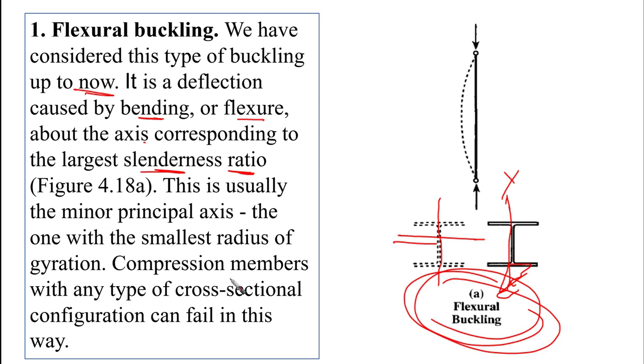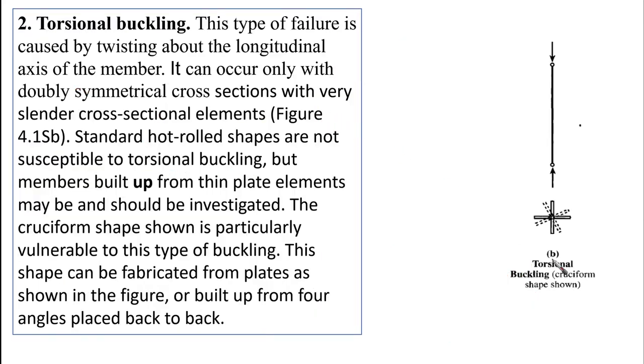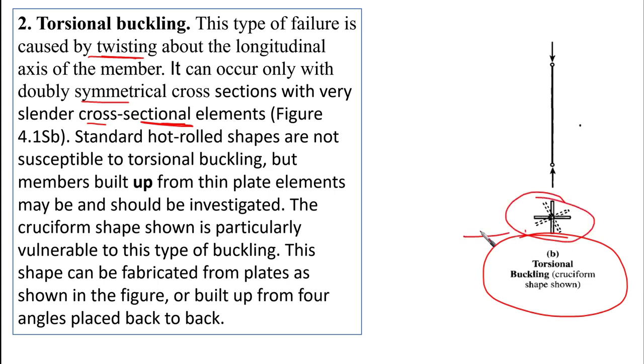As we know, compression members with any type of cross-sectional configuration can fail in this way. So this is the most commonly encountered failure mode that we have. The next one is torsional buckling. This type of failure is caused by twisting about the longitudinal axis of the member. It can occur only with doubly symmetrical cross-sections with very slender cross-sectional elements. That's the point why it is rare.